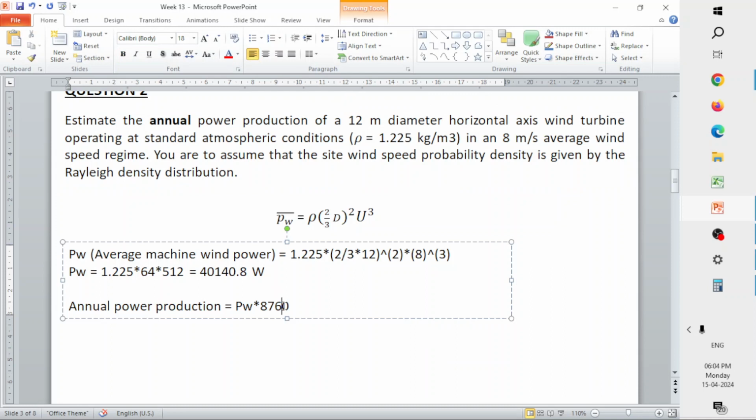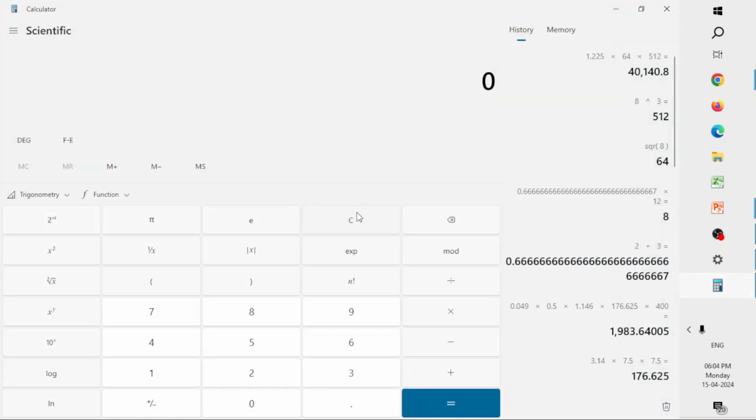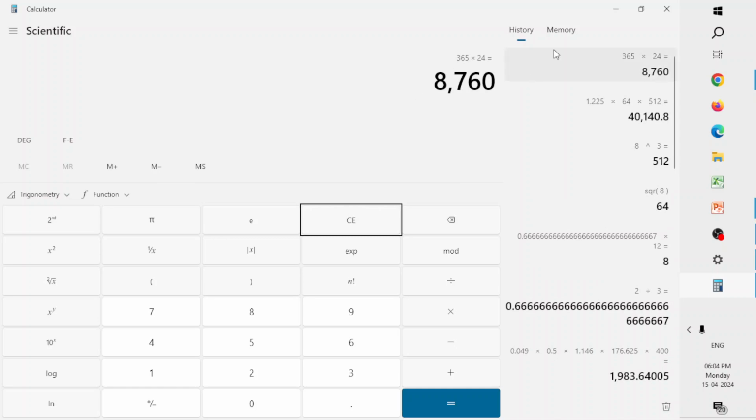So we need to multiply your average machine power with the number of hours that is present in 1 year, so that we can calculate the annual power production. So how many hours is there in 1 year? A year has 365 days. So we assume here it's a non-leap year, and each day has 24 hours. So this is the 8760 factor.